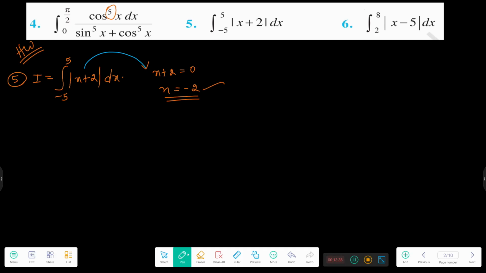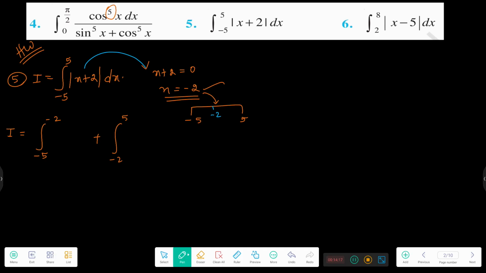Listen carefully, this is very important. Whatever x value you get, that x value must lie between the given limits. They gave the lower limit minus 5 and upper limit plus 5. The minus 2 must lie between these, and minus 2 does lie between them. Then the given question will become: lower limit minus 5 to minus 2, plus minus 2 to plus 5. Like that the given question will be changing.